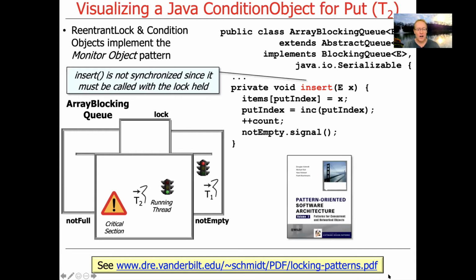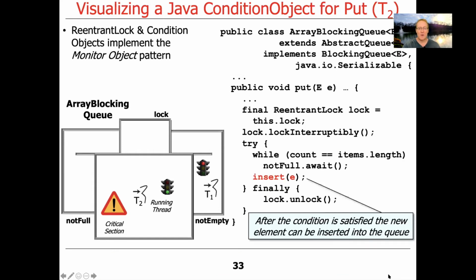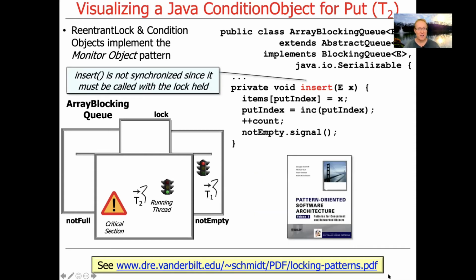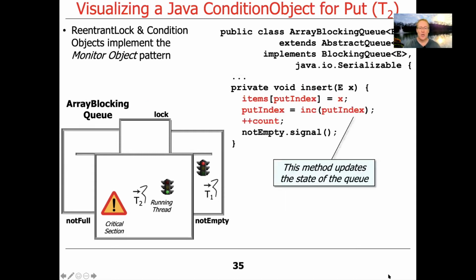You can see that insert is not synchronized since it must be called with the lock held. So if you take a look up here, you can see that the lock is held when insert is called. Insert itself doesn't have to reacquire the lock. And that's something called the thread safe interface pattern. If you take a look at the thread safe interface pattern from the POSA 2 book, or at the link below, you'll learn about this particular way of designing classes that are monitor objects that are efficient. So what insert does is it puts the element at the next free index in the items array, increments the index by 1, possibly wrapping it around if it gets greater than the size of the array, and increments the count by 1.